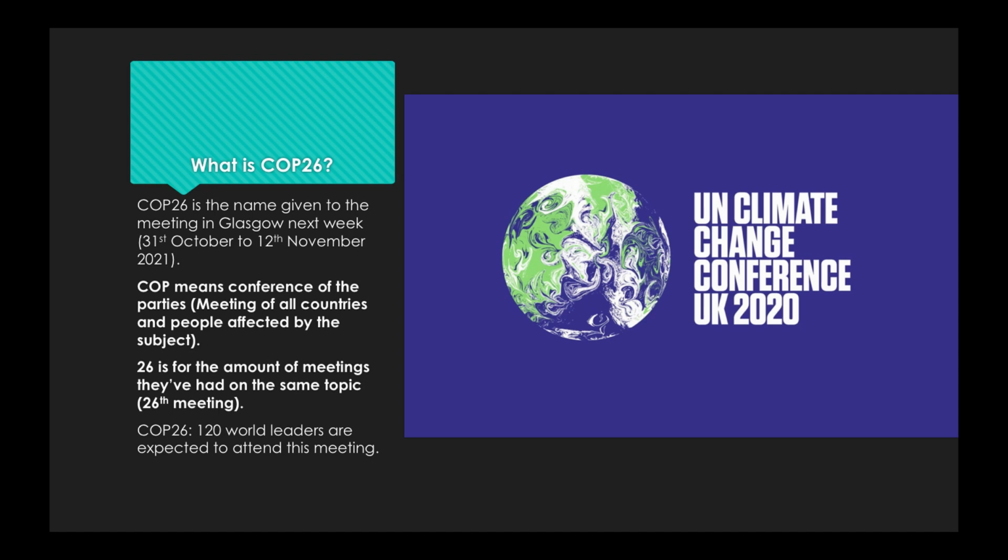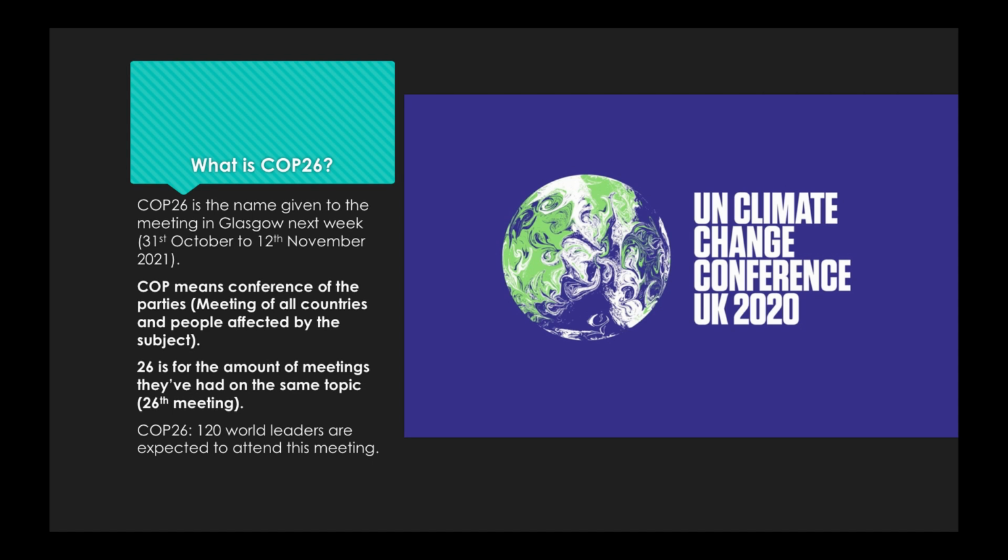Okay, so what is COP26? So COP26 is the name given to the meeting in Glasgow next week. And it starts from the 31st of October and it goes to the 12th of November 2021. It's in Glasgow, but also they have some meetings in Rome, Italy. COP means Conference of Parties, meaning the meeting of all countries and people affected by the subject of climate change. 26 is the amount of meetings that they've had on the same topic. So this is going to be the 26th meeting.